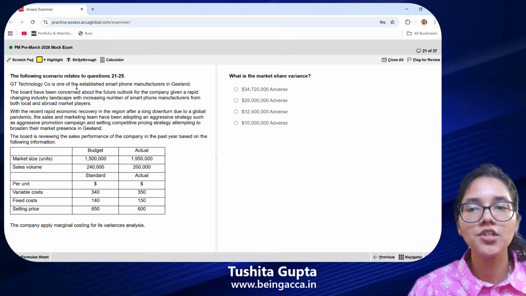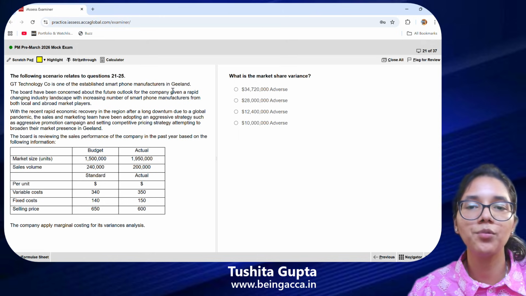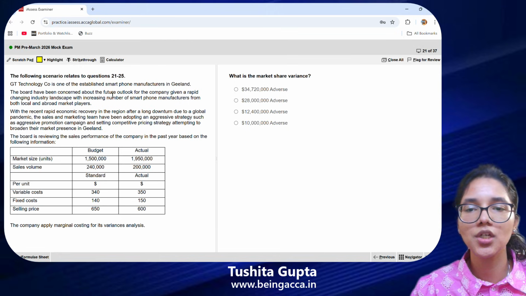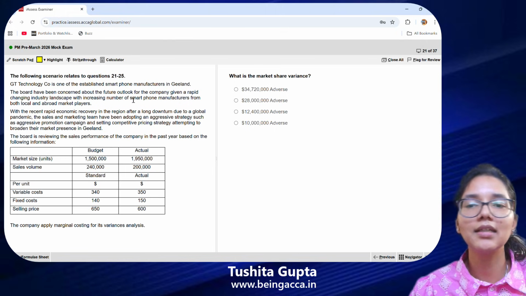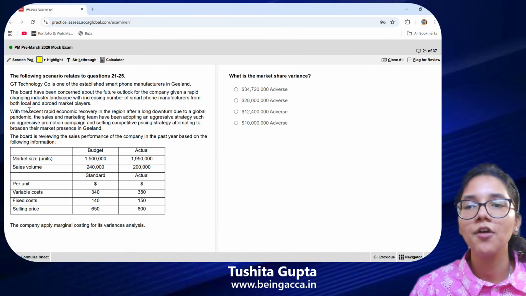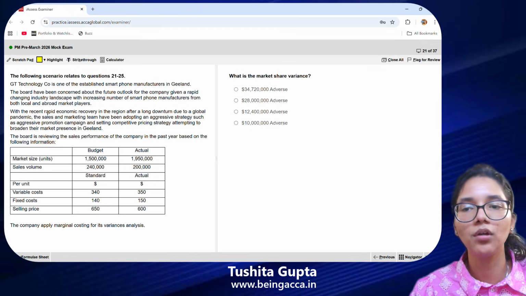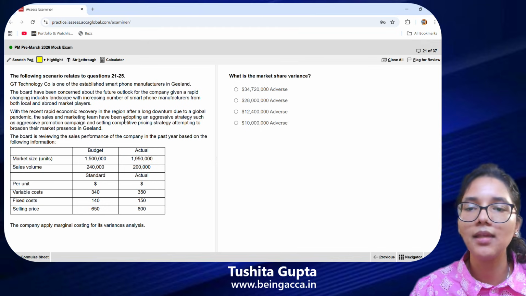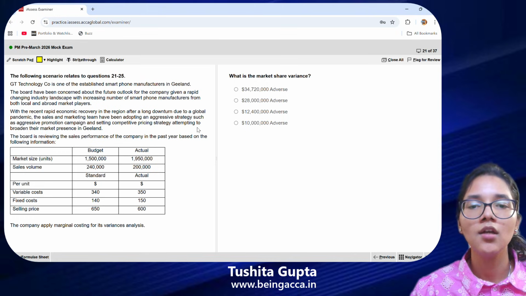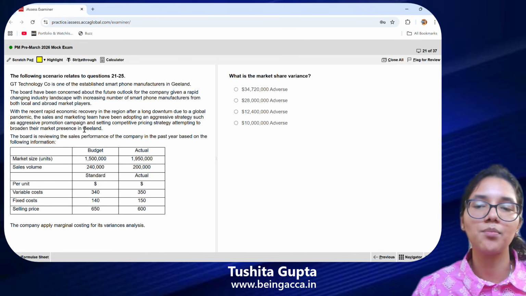So GT Technology Company is one of the established smartphone manufacturers in Zealand. The board of directors have been concerned about the future outlook for the company given a rapidly changing industry landscape with increasing number of smartphone manufacturers from both local and abroad market players. With the recent rapid economic recovery in the region after a long downturn due to a global pandemic, the sales and marketing team have been adopting an aggressive strategy such as aggressive promotion campaign and competitive selling pricing strategy, attempting to broaden their market presence in Zealand.